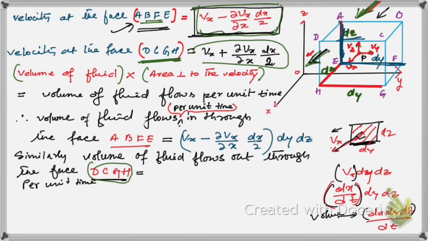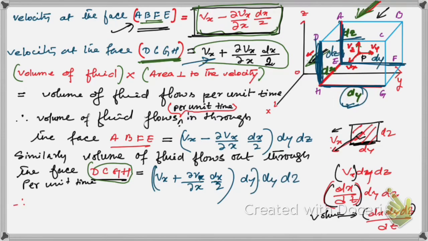So that will be equal to vx plus partial derivative of vx with respect to x into dx by 2. This was the velocity at this surface, right? Into its area, which is again dy into dz. If you see, this length is dy, right? And its height, this one, is dz, right? So hope you have understood this. So now let's move on to the next slide.